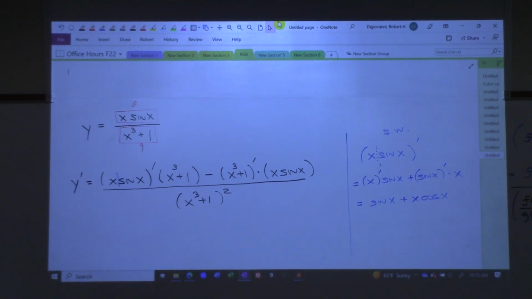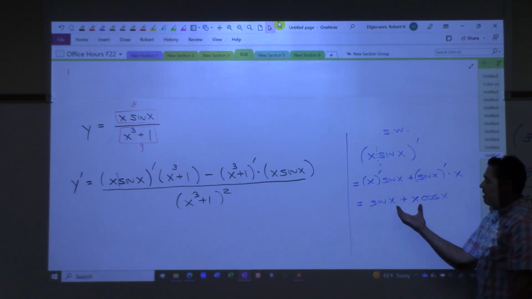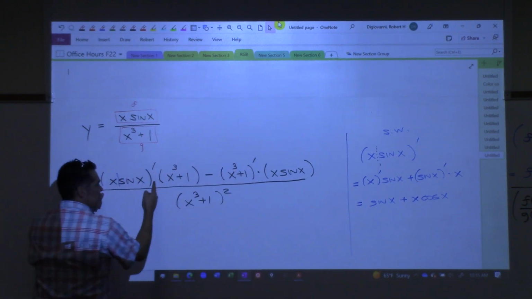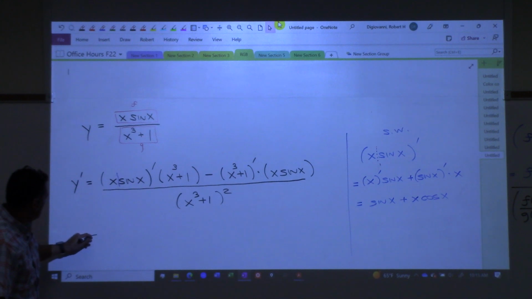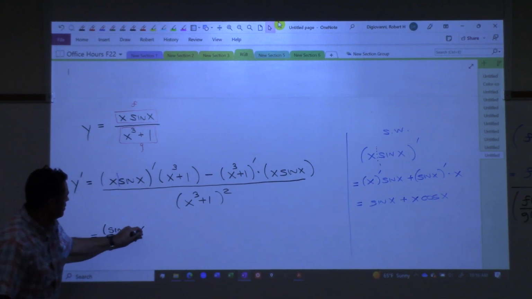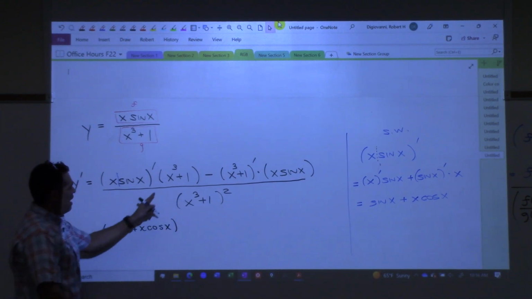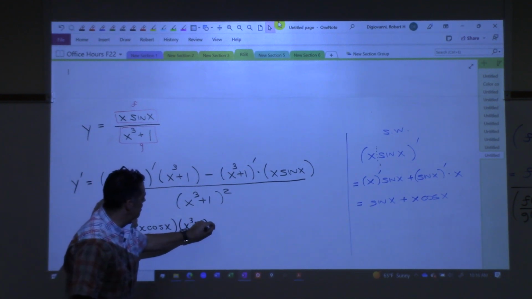Did I go too fast there? Is that all right, everyone? Did you all see that? Now that's just the derivative of that piece, right? So I need to take that and reinsert it over here. That's going to take the place of this right here. And everything else is still here, right? So I'm going to put sine x plus x cosine x. That's my scratch work from over there. I still have x cubed plus x minus, okay.